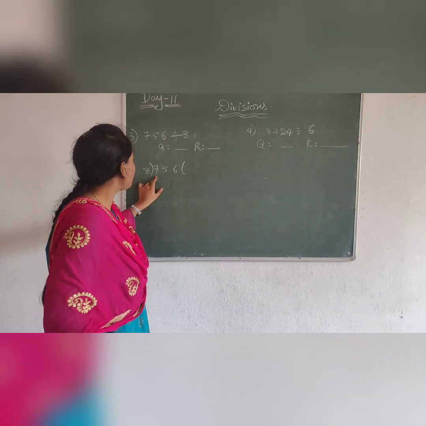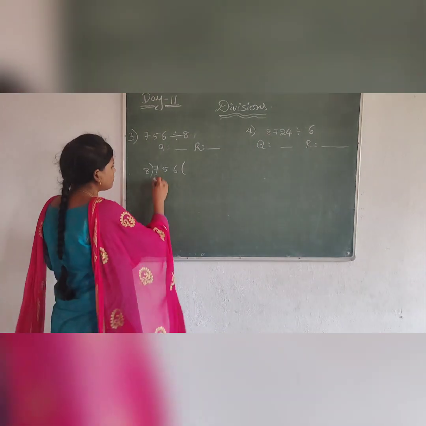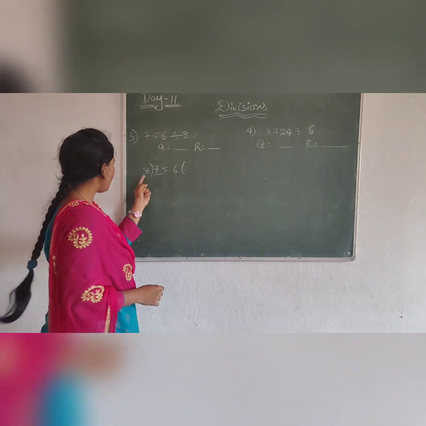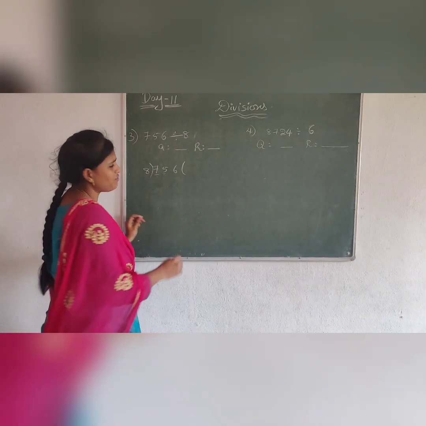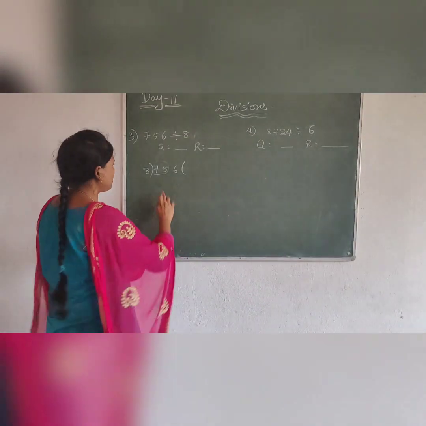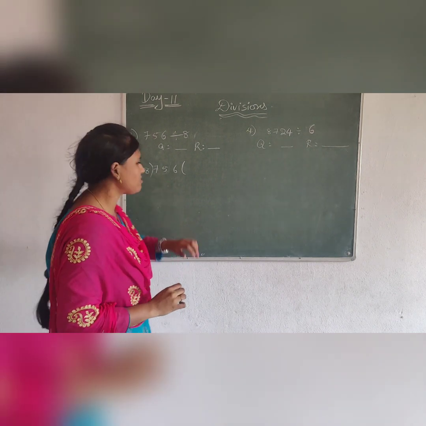See, is it big or small? If it is small, take another number. Here we have a small number. 8 is big, but 7 is small. That's why we are taking another number. We are taking 2 digits. That is 75. Now see, 8 is cancelled in 75.